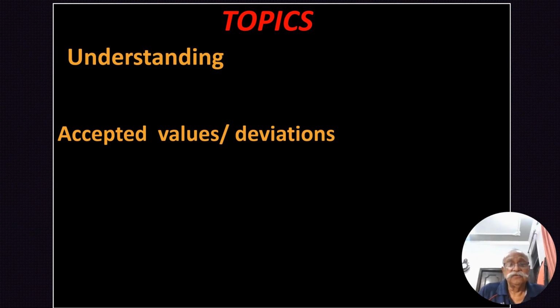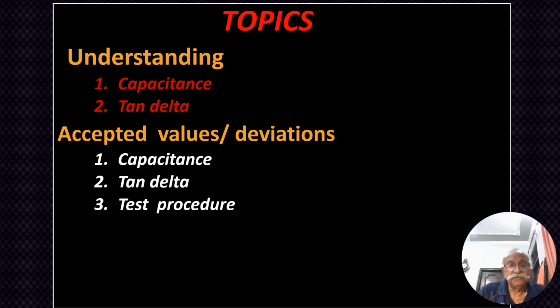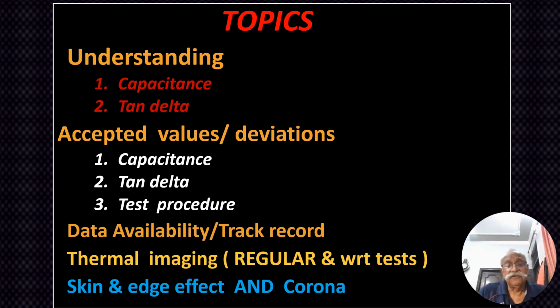Topics here: understanding capacitance and tan delta, then acceptance values, what the capacitance value and tan delta should be, test procedures, and data availability and track record, which always becomes very important, thermal imaging, regular testing, and skin and edge effect and corona effect. Skin and edge effect we will be discussing in the coming presentations.